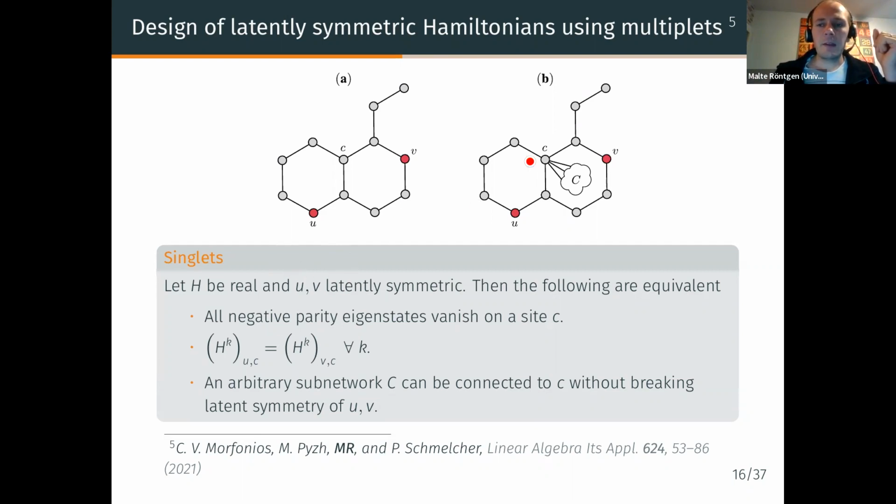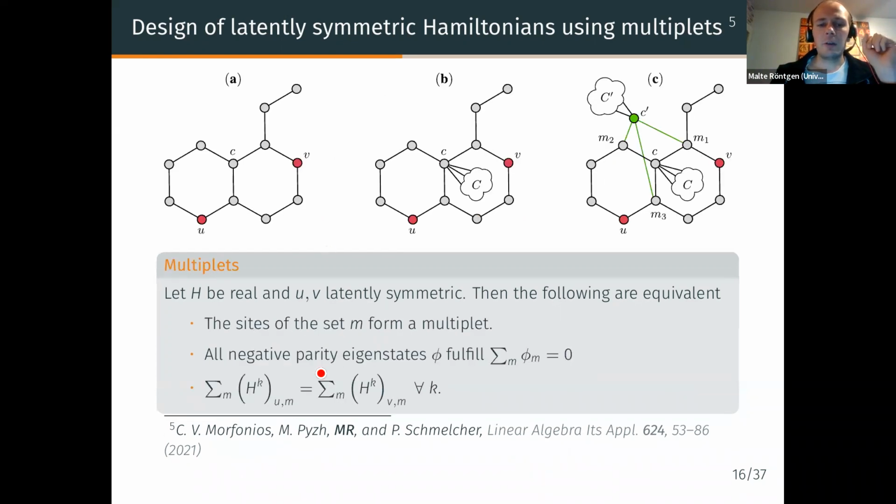And then you can play Lego and you can make your graph as big as you want without breaking symmetries. Now, if there are singlets, you might ask, and I already answered this, are there multiplets? And of course there are. So if you, instead of using a single side C, replace C by a set of sides and then sum over the expression for all of those, you will get what we call a multiplet.